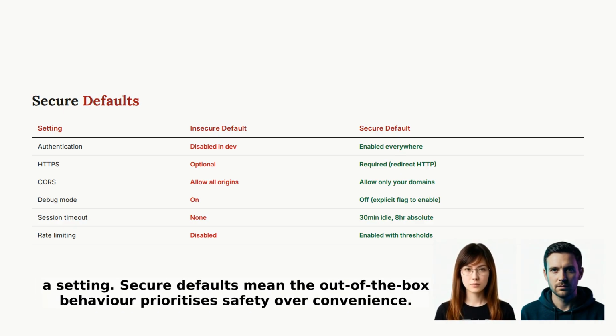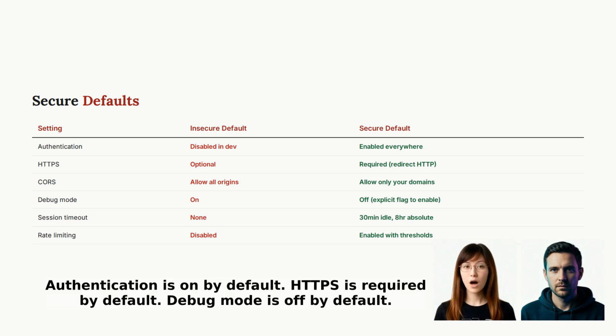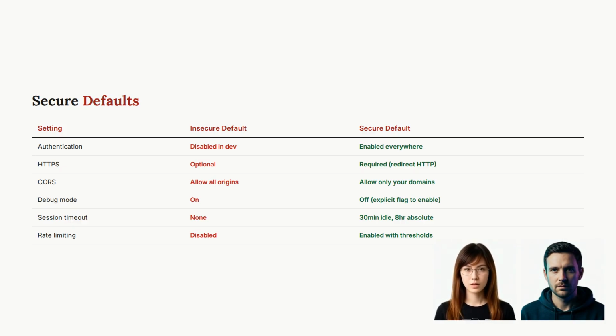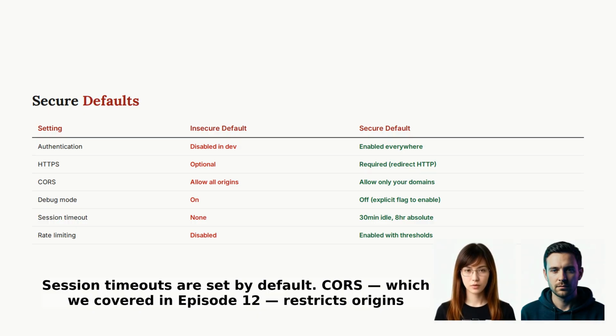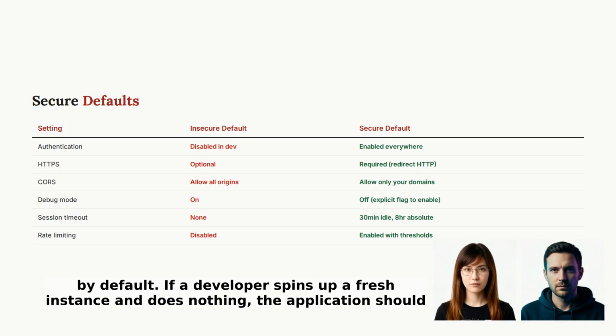Secure defaults mean the out-of-the-box behavior prioritizes safety over convenience. Authentication is on by default. HTTPS is required by default. Debug mode is off by default. Session timeouts are set by default. CORS, which we covered in episode 12, restricts origins by default. If a developer spins up a fresh instance and does nothing, the application should be secure.